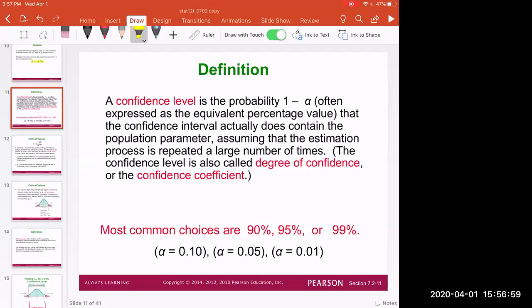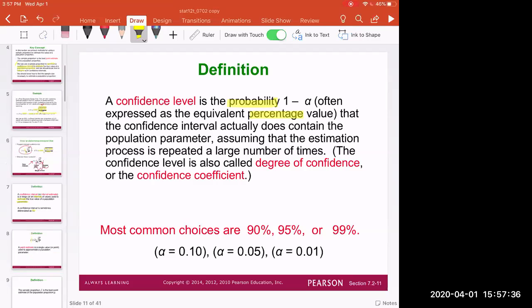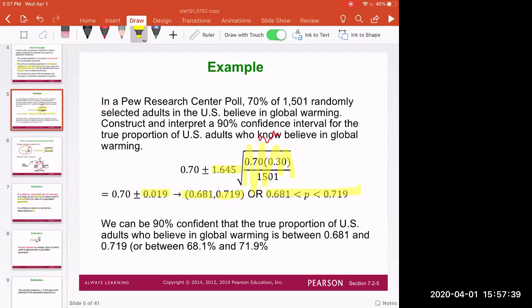Now, something else we're going to need before I start defining other pieces of that confidence interval formula is the confidence level right here. Now, how you define that is the probability 1 minus alpha, often expressed as a percentage value, that the confidence interval actually does contain the population parameter, assuming that the estimation process is repeated a large number of times. This can also be called the degree of confidence or the confidence coefficient. So just key things to highlight there: ultimately, just remember, it's a probability, and it's often expressed as a percentage. So now from that first example, the confidence level is in fact that 90%.